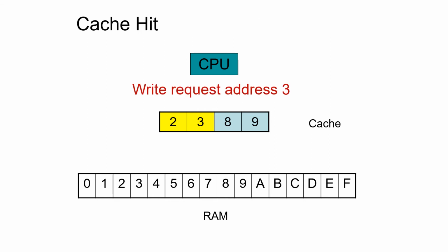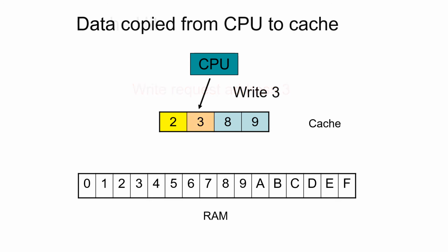If you want to write address 3, then it will write from the CPU and change the value with write back technology. It doesn't change the value in RAM until it needs to. So now at this point, the cache is called dirty, or it differs from the value in the RAM.